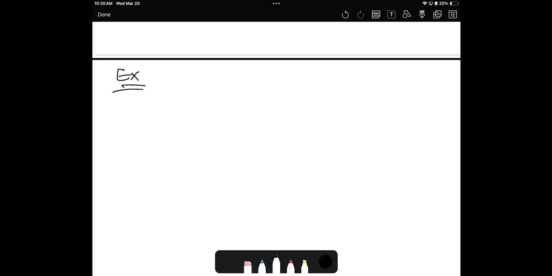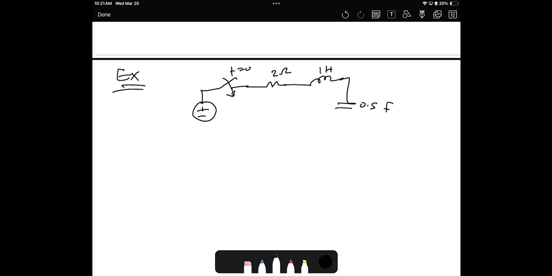Here is a problem. So assume we have this voltage source, a switch that will be on at t equals 0, a resistor of 2 ohms, an inductor of 1 henry, a capacitor of 0.5 farad, then V input is given as e to the negative t. Now it's no longer DC, it's AC. So what we need to do is calculate the voltage here. We call it V volt.